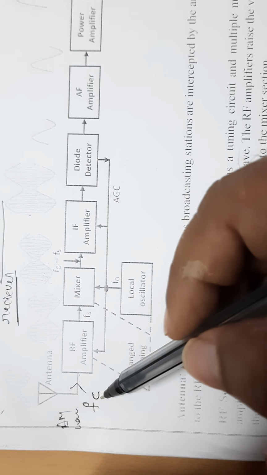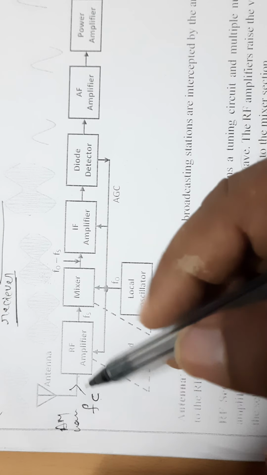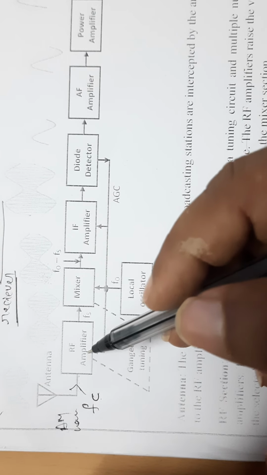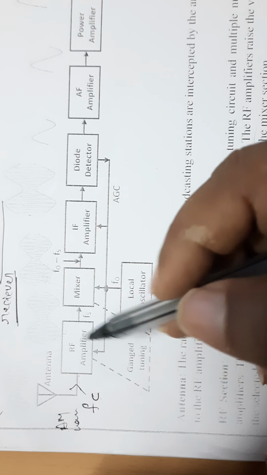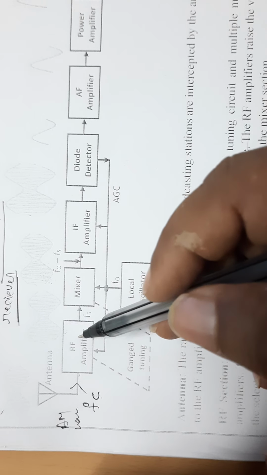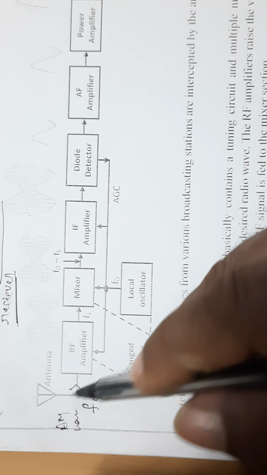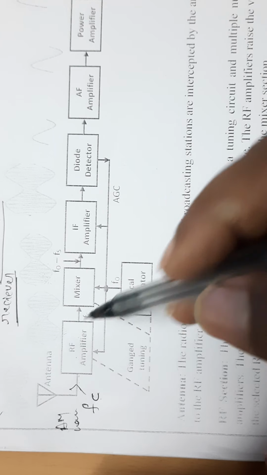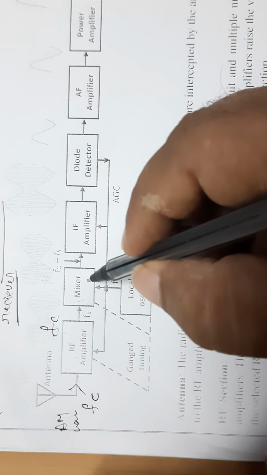So, if you want to increase the strength of the signal, you need an amplifier circuit which amplifies the radio frequency. Therefore, this is called radio frequency amplifier stage. The first block is RF amplifier stage, which amplifies the received radio frequency signal. This Fc is then applied to a mixer circuit.